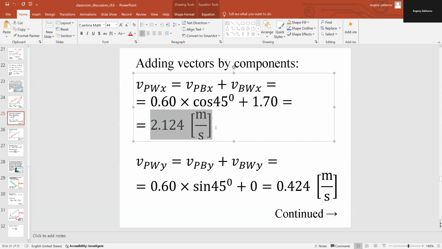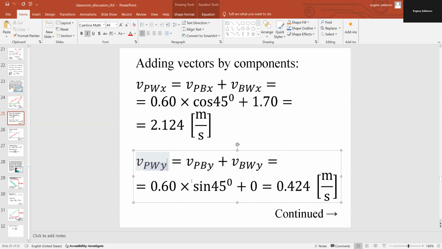gives you 2 point something. I'm going to keep some more sig figs because it's an intermediate calculation. Do not round here. And the same equation applies to the y components for the velocity vector. This is what I'm looking for.